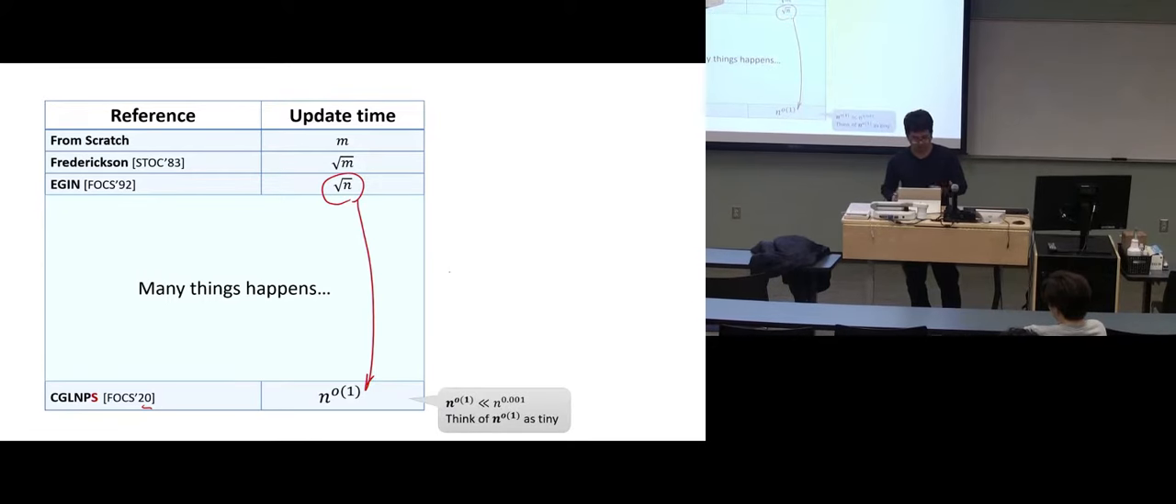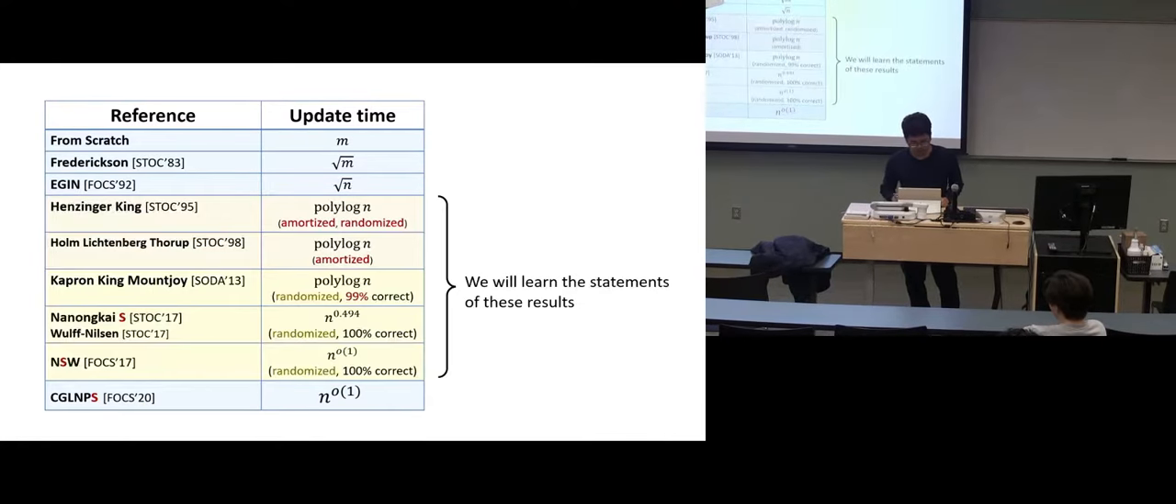So what is this? Just to recall, n to the little o(1) means that it's actually less than n to the 0.0001, right? That's what it means. So now it's much faster than root n. So many things happened, but I would try to go through a bit about this, so that you learn about some theoretical concepts that are interesting, and it kind of goes through my story too.